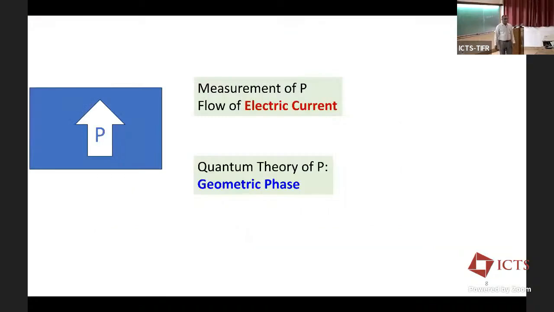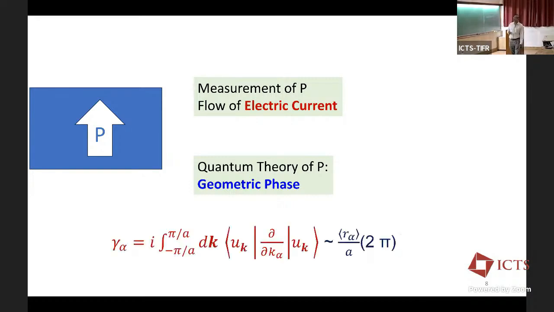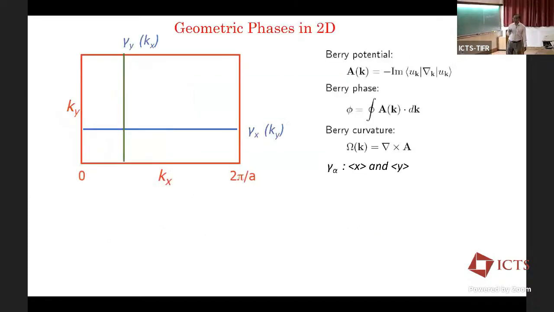So let me now take a little pause and remind you that polarization actually involves the flow of electric current, measurement of polarization, and it's linked to geometric phases. That's the first thing we established so far. And the connection is that the Berry phase or geometric phase is also linked to the expectation value of the position operator within the occupied electronic state subspace.